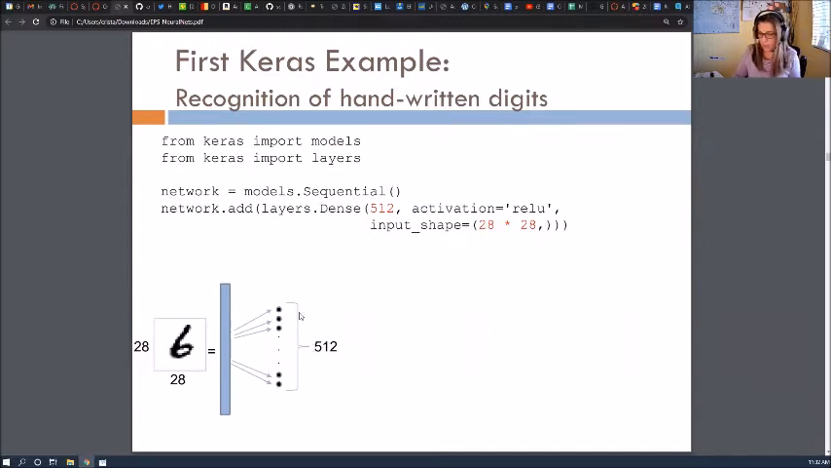Oh, okay. I'm sorry. This should not be 512. This should be 784. Okay, need to fix this.